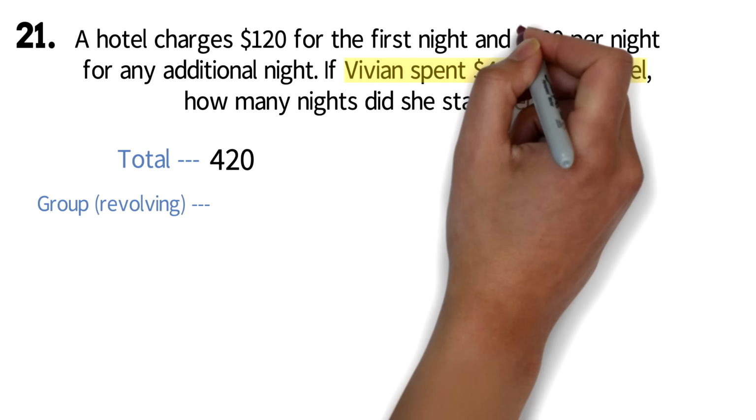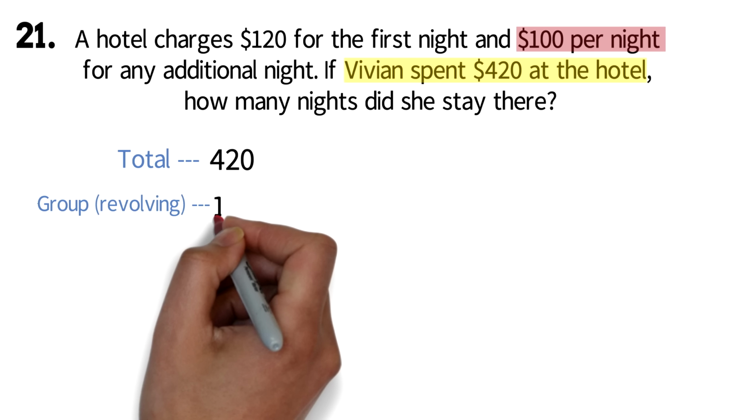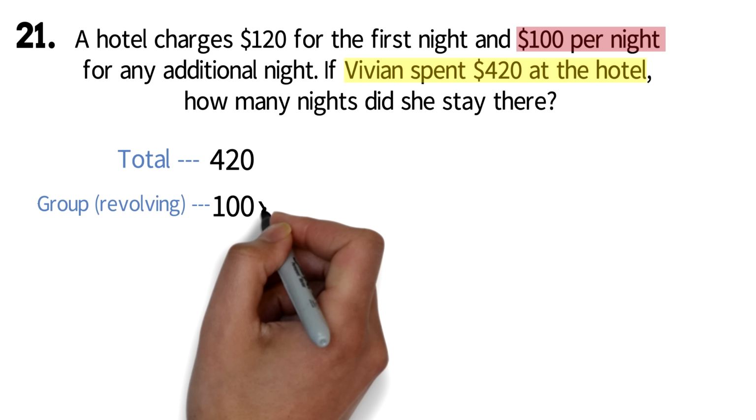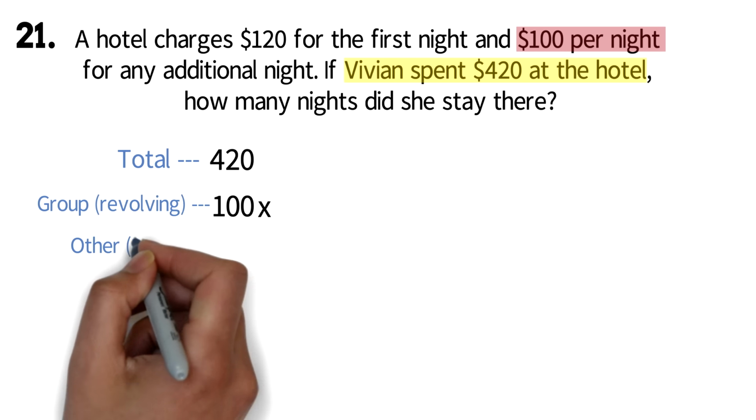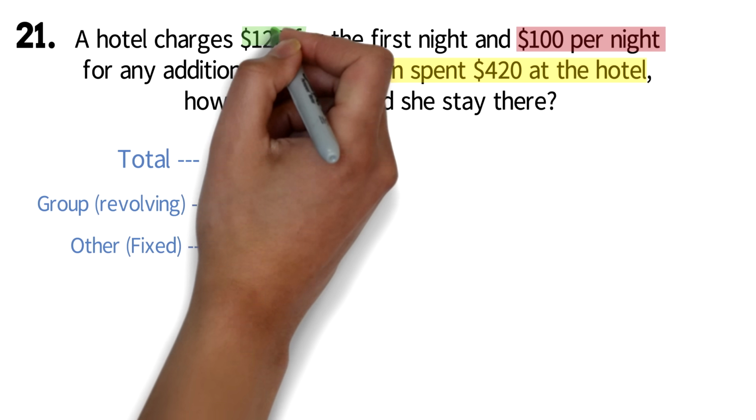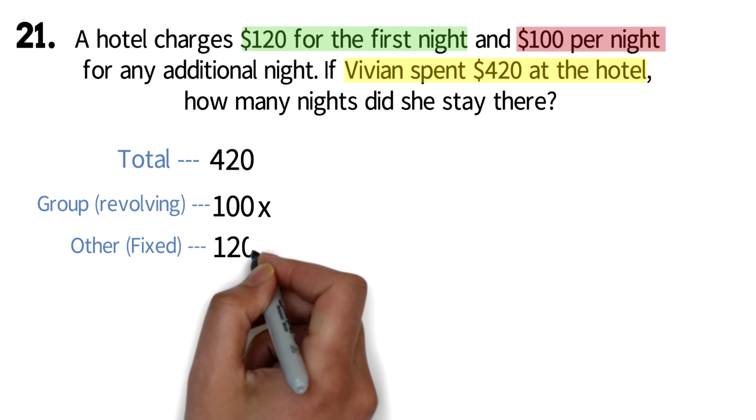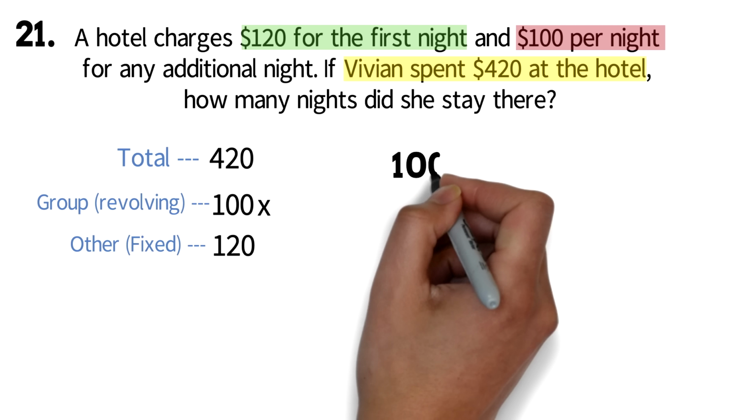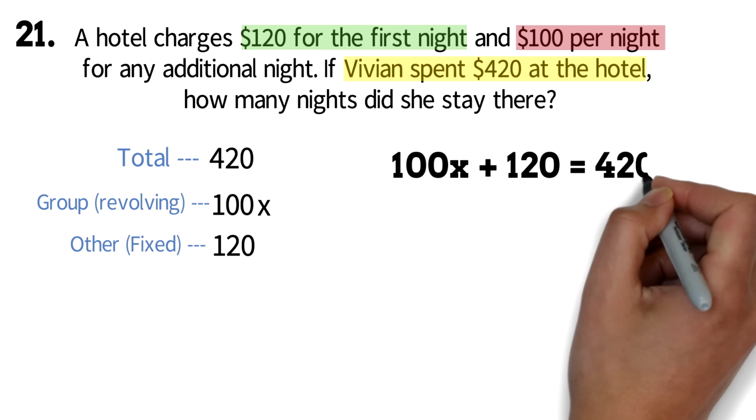So here, we have $100 per night. So this will be 100. We also know the group has the x. Finally, we have what is left, or the fixed value. Here, it is $120 for the first night. We can write the two-step equation for it. We have 100x plus 120 equals 420.